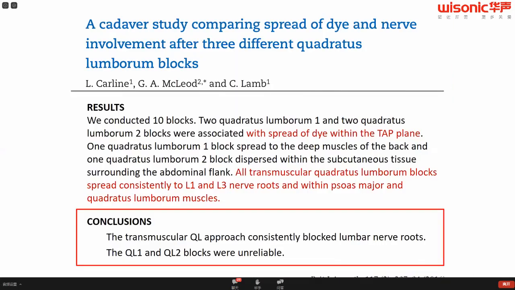On the other hand, we know that after a transmuscular anterior quadratus lumborum block, some nerves of the lumbar plexus and branches of the lumbar plexus are consistently blocked, and this is not the case if you do a lateral or posterior quadratus lumborum block.